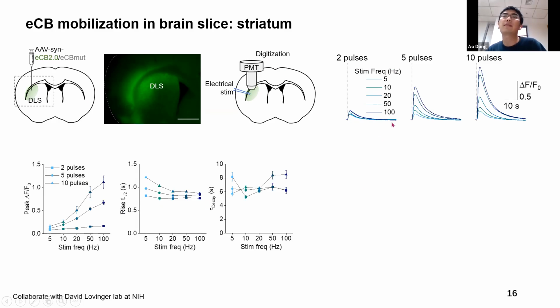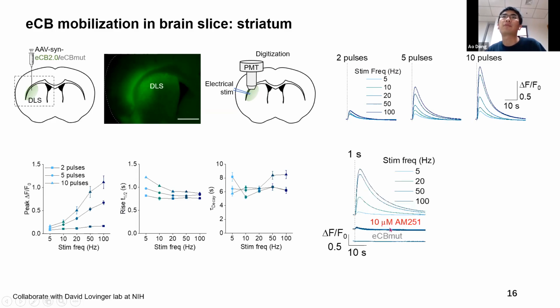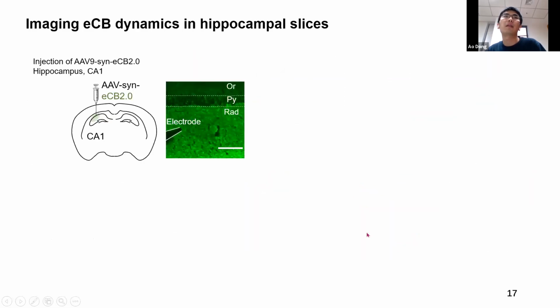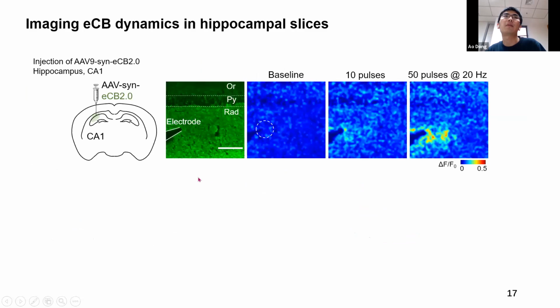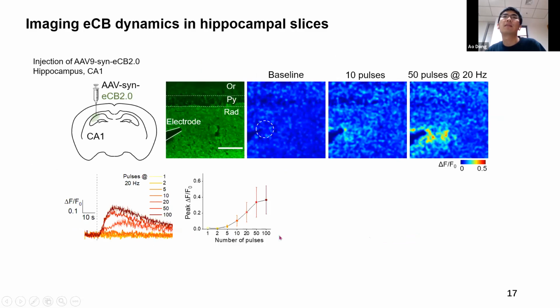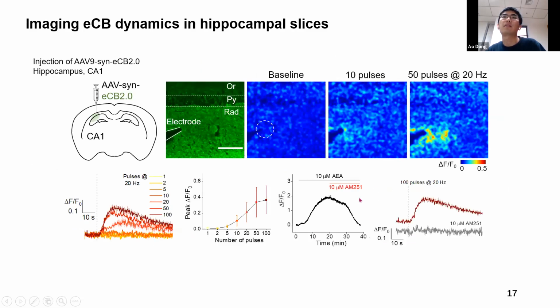And importantly, the signal we observed is specific, because when we pre-treat the slice with AM251 or use the mutant sensor, we could not see the stimulation-evoked signals. We also found similar results in hippocampal slices, and stronger pulse stimulation evoked larger signals. Again, the signal is specific because in the presence of AM251, the same stimulation no longer evokes the responses.